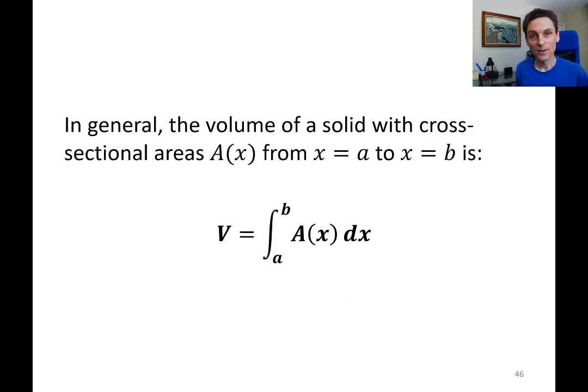In the next part, we're going to use this formula that we came up with, the integral from a to b of A of x dx, to find the volumes of various solids of revolution and also solids where we're given the cross-sections.